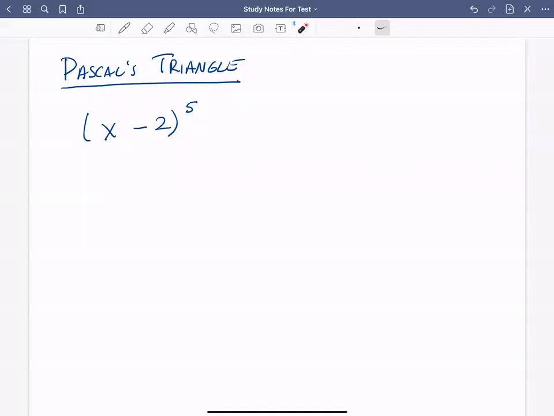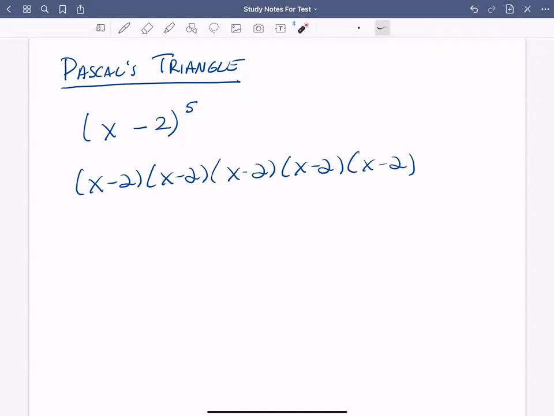All right, so this next one is Pascal's triangle. In Pascal's triangle, what we're basically doing is taking a polynomial and multiplying it to itself repeatedly. You could say basically what this looks like is x minus 2 to the 5th power. What it truly looks like is x minus 2 times itself 5 times.